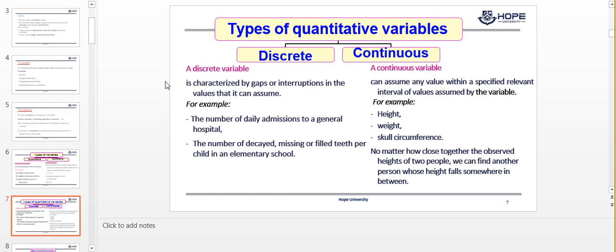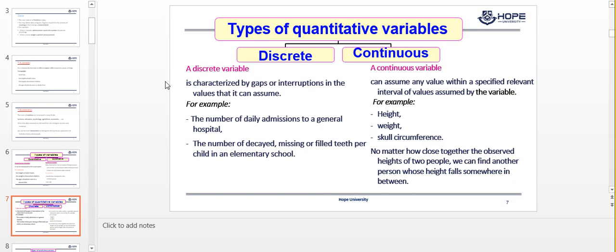Types of quantitative variables could be discrete or continuous. A discrete variable is a variable of whole numbers without a decimal point. It's characterized by gaps or interruptions in the values that it can assume, as whole numbers. It comes as whole numbers, like normal number values. For example, the number of daily admissions in a general hospital. You must mention only the actual number, not use decimal numbers. Another example is the number of decayed, missing, or filled teeth in children in elementary school.